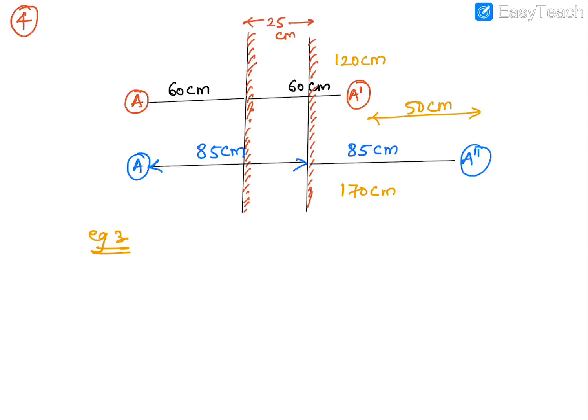So this finishes our A part of the chapter now. Guys, in the B part, you don't have to find the number of images. You only have to learn the uses of a plane mirror. Those uses are also simple. Even if you just read, you will get it.